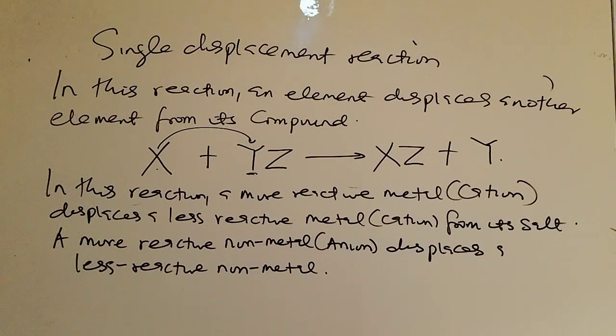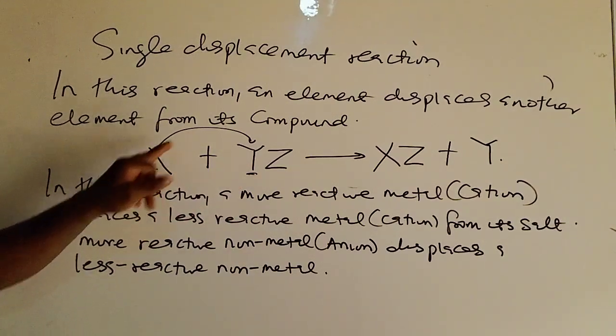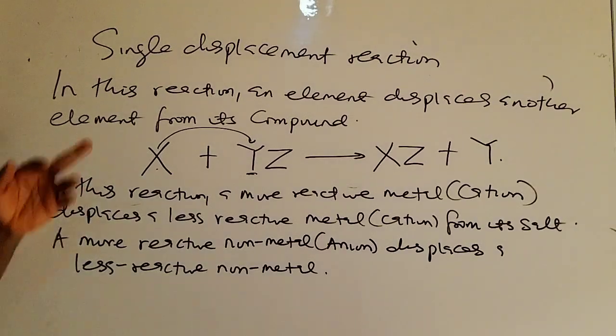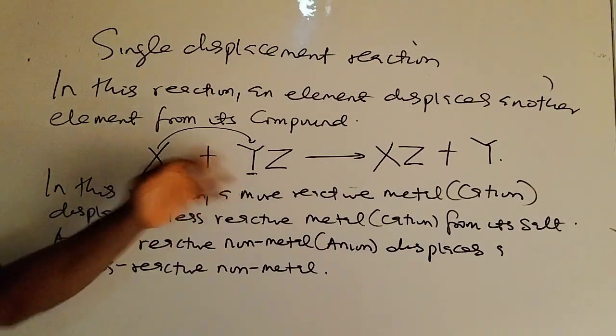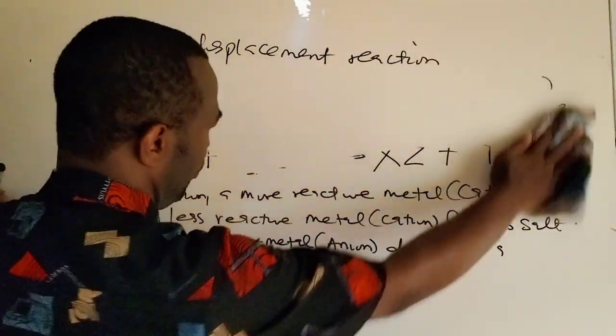Does it mean that every element can displace another element? No. An element can displace an element that it is stronger than. So a weaker element cannot displace a stronger one. So if S should displace Y, that means S is more reactive than Y. But if S is less reactive than Y, there will be no reaction. So let me give you examples of these kinds of reactions.